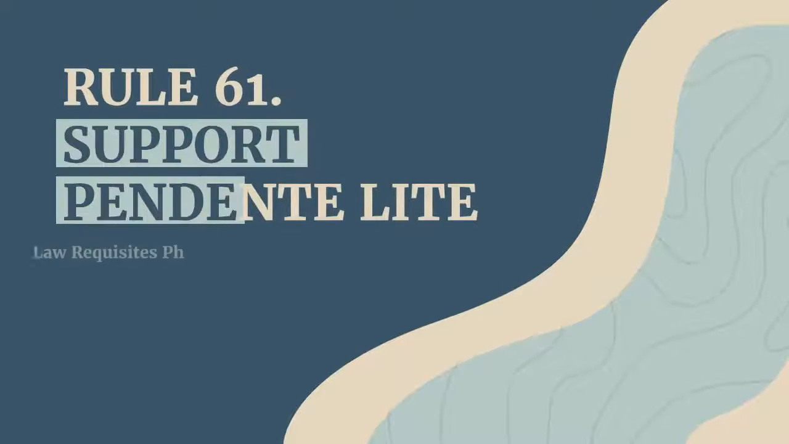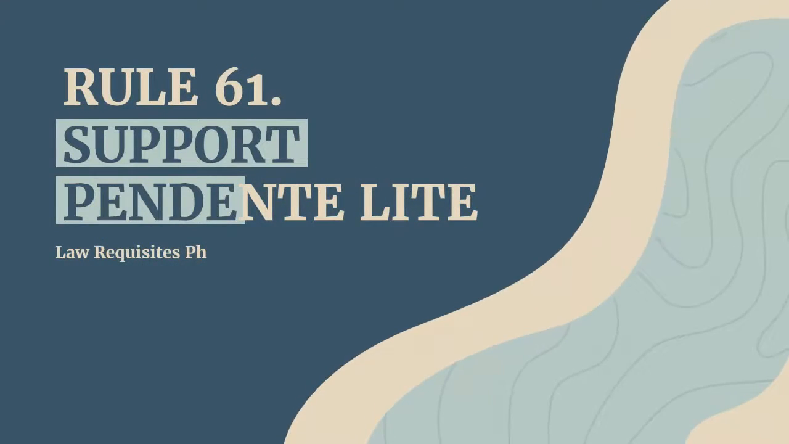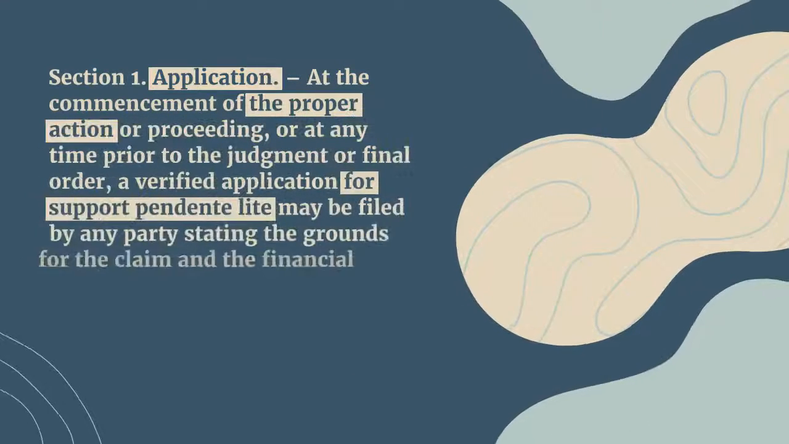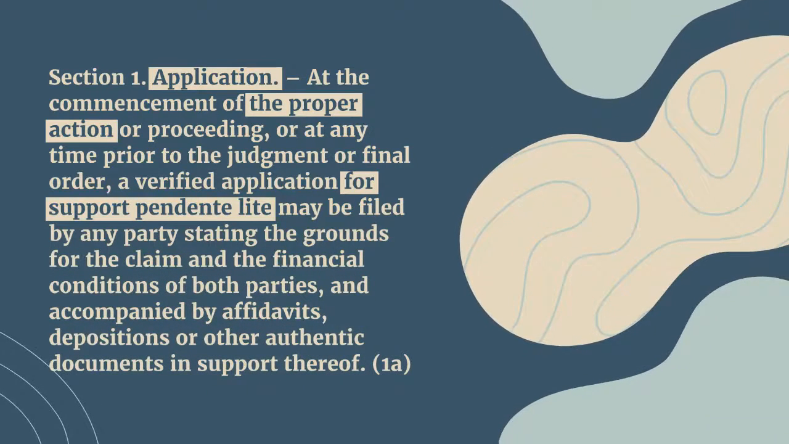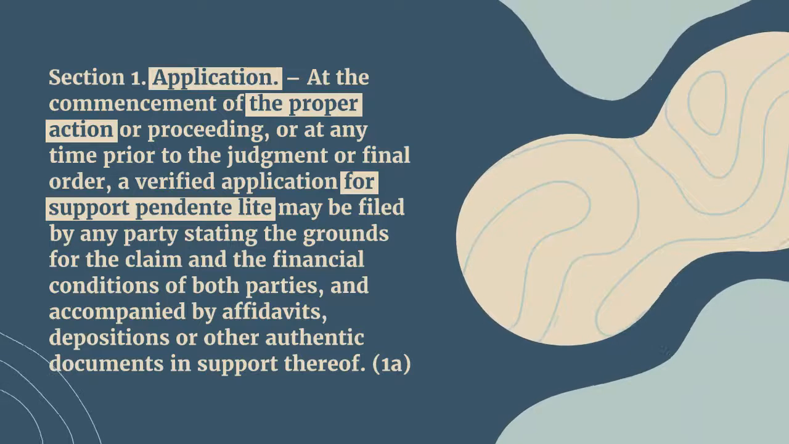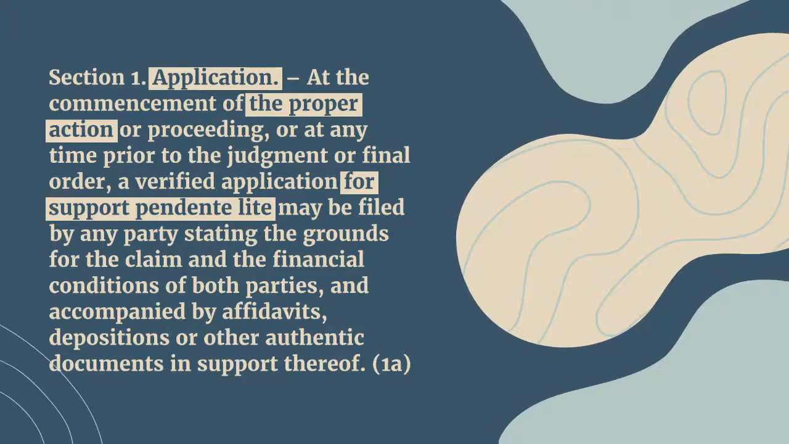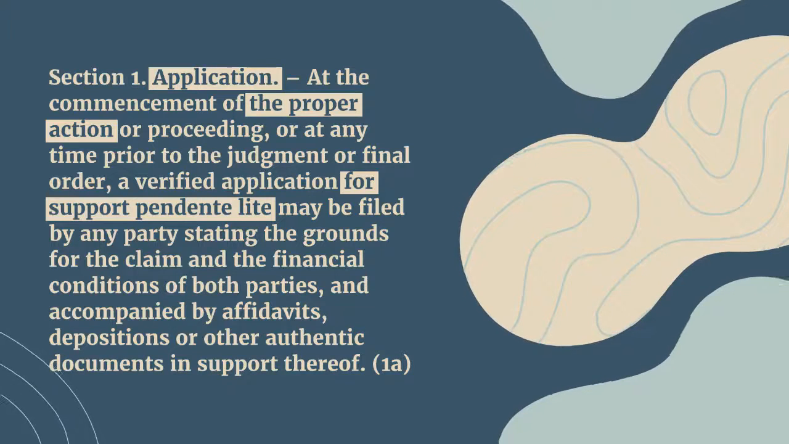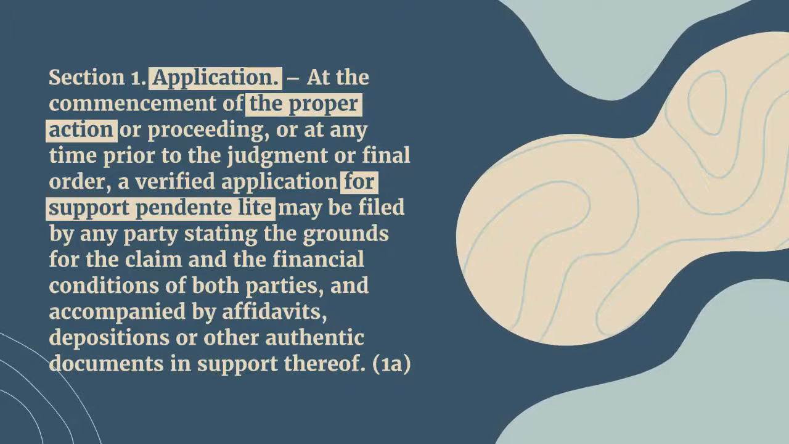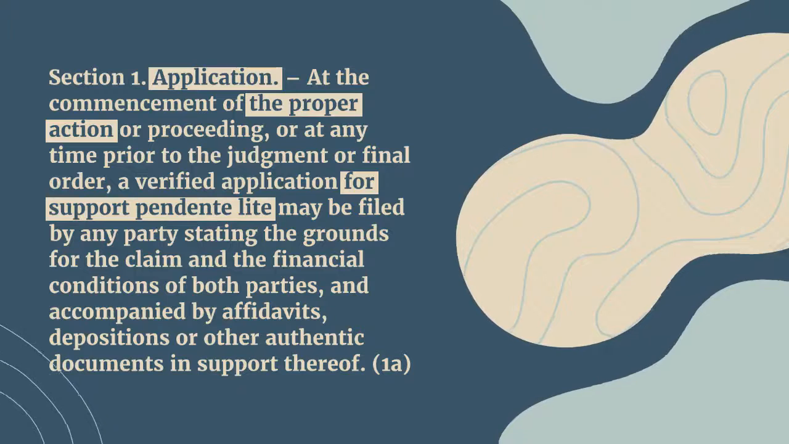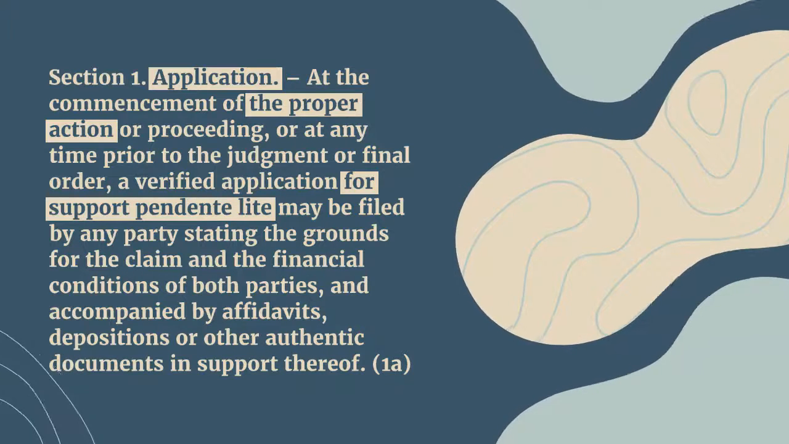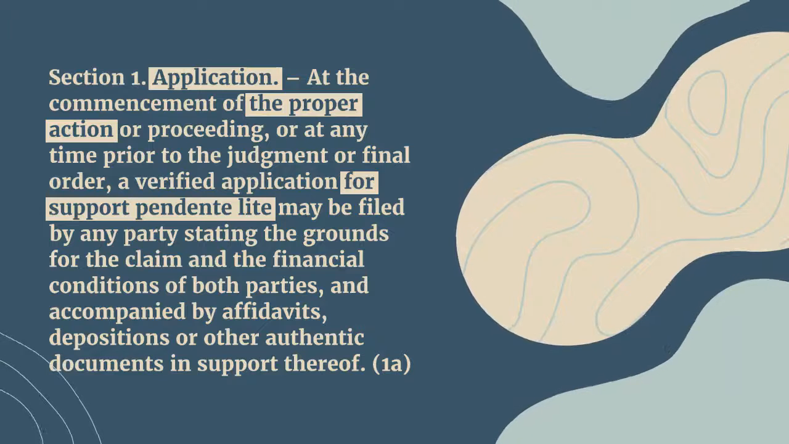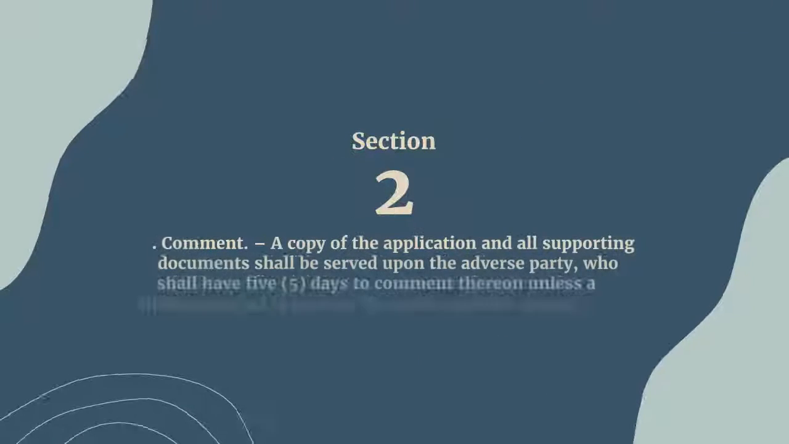Rule 61. Support pendente lite. Section 1. Application. At the commencement of the proper action or proceeding, or at any time prior to the judgment or final order, a verified application for support pendente lite may be filed by any party stating the grounds for the claim and the financial conditions of both parties, and accompanied by affidavits, depositions, or other authentic documents in support thereof.